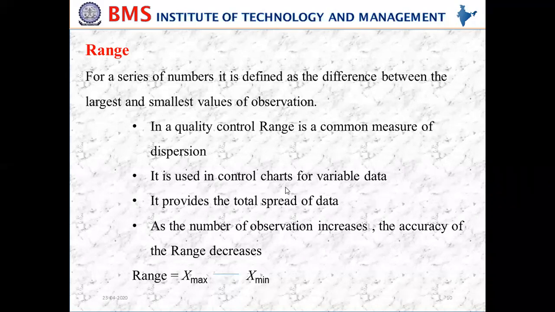So how is range calculated? As we said in the definition, it is x max minus x min: the maximum value of the observations and the minimum value of the observations. The difference of these gives the range.